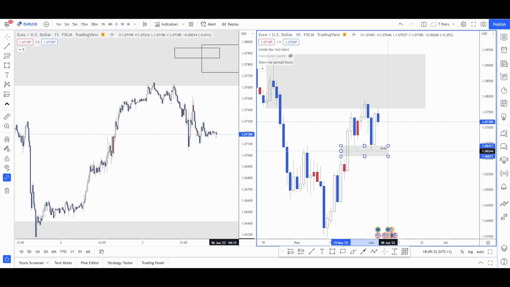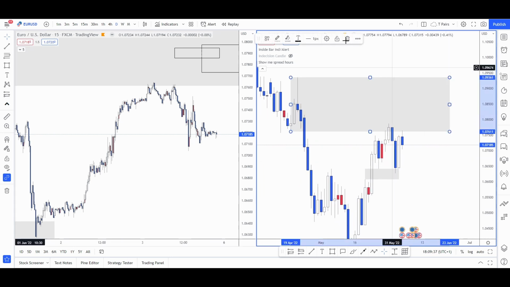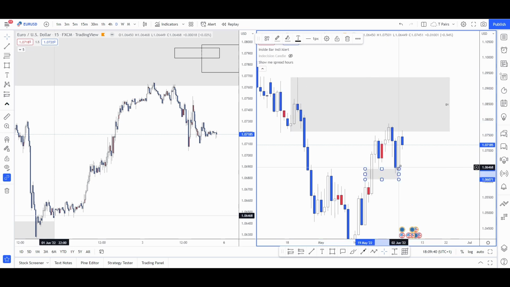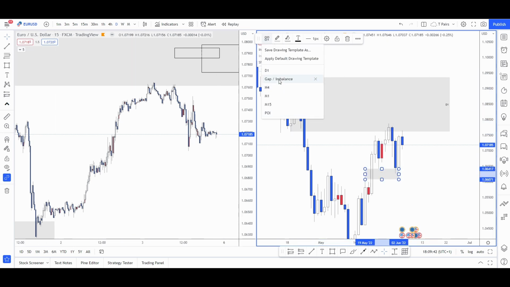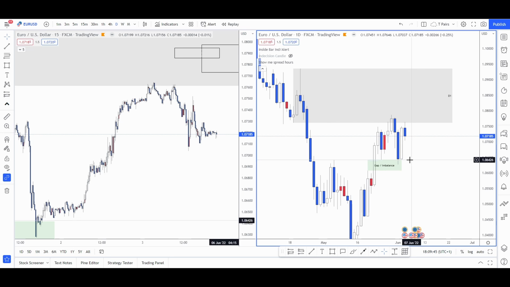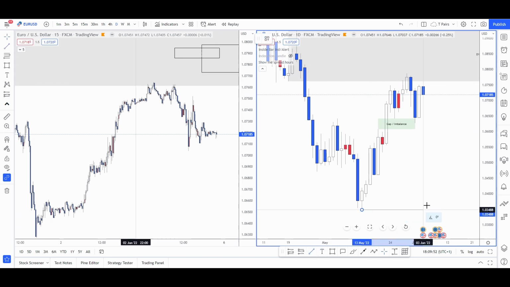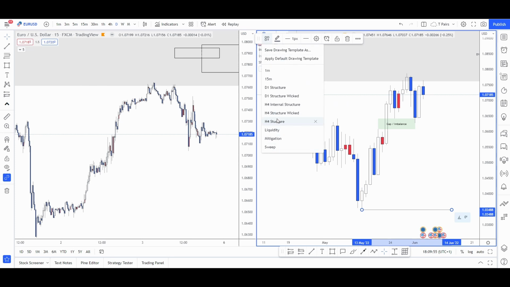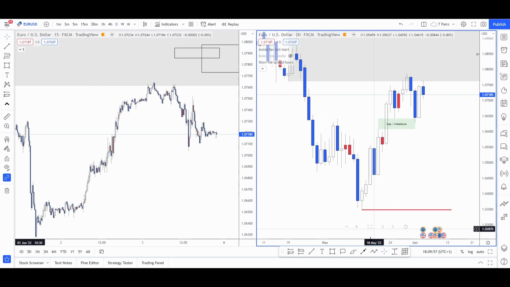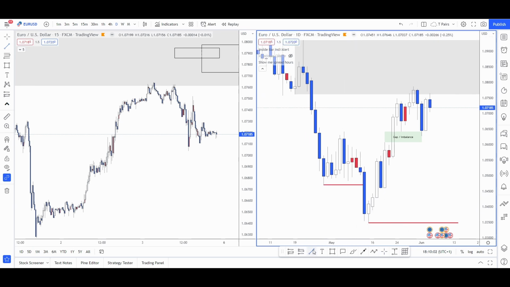Okay, so I'm just going to mark these areas on here. Okay, so we're on the daily. I'm just going to highlight this D1. That is an imbalance. Okay, and that was partially filled. Now, let's just draw out real quickly really obvious stuff. So D1 structure, D1 structure, and D1 structure. All right, the reason why I've done that is I just want to see the key structural areas of the market.